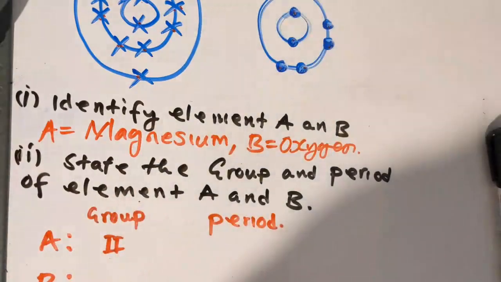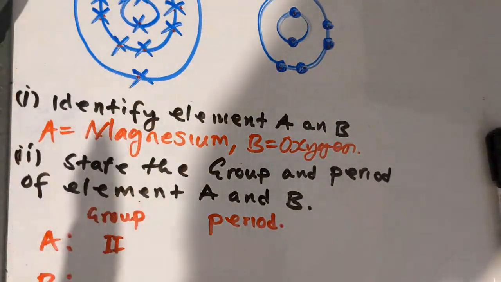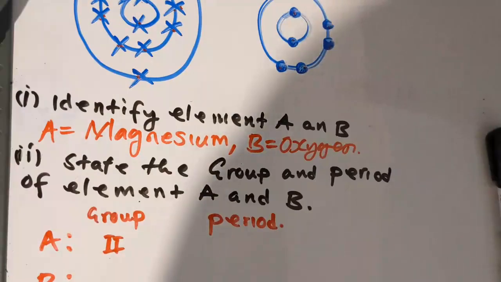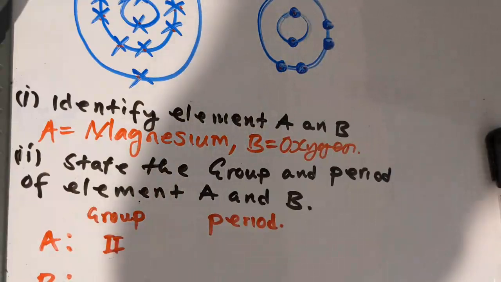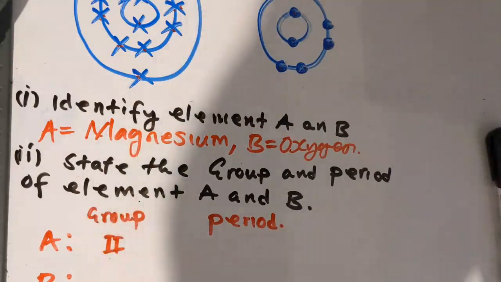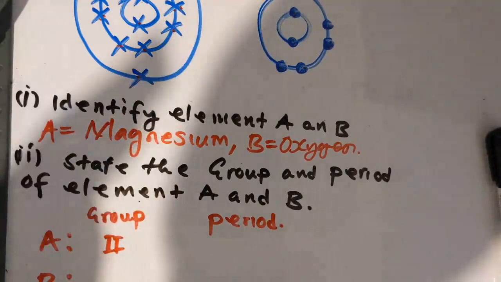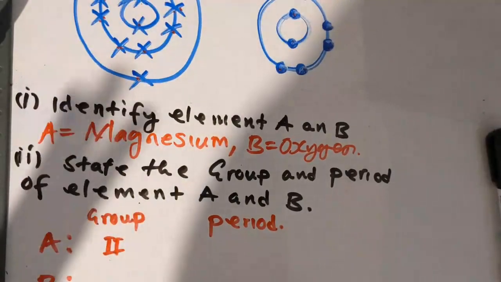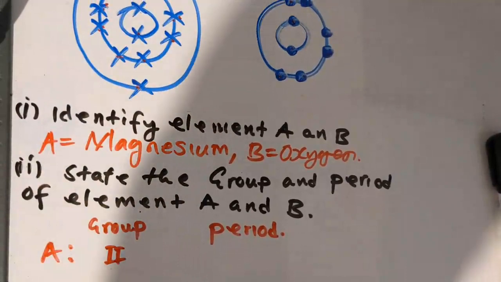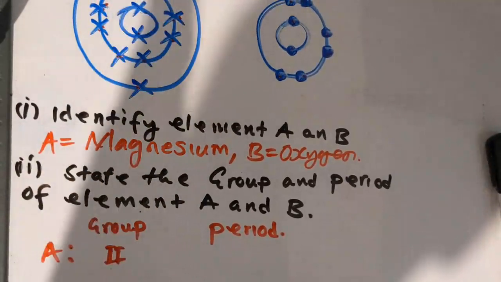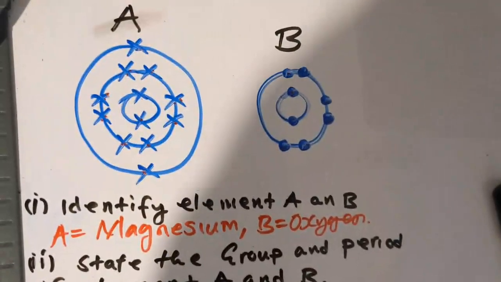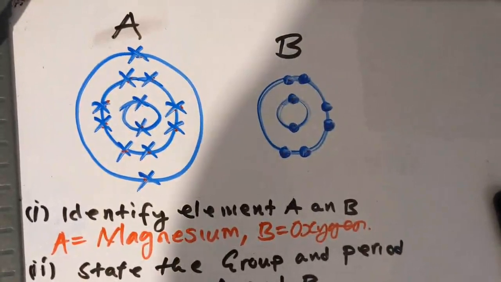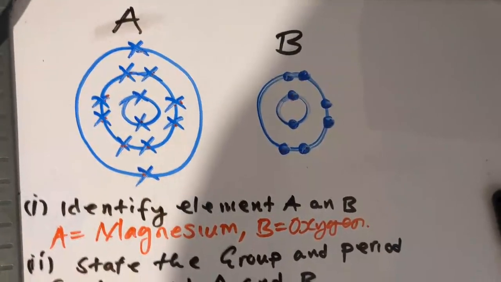So now what about the period in which A is? How do you tell that A is in period what? So you look at the number of shells that it has. The number of shells that it has is equal to the number of the period the element is in. So the number of shells will tell you the period number.